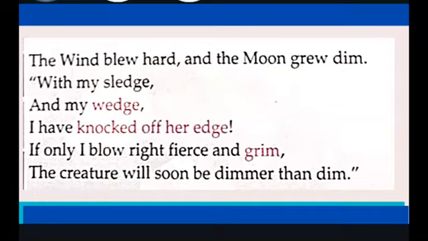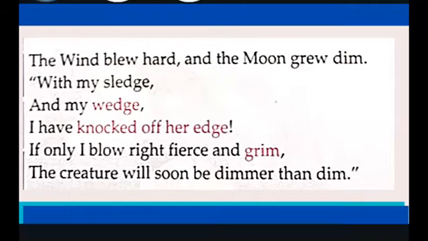The wind blew hard and the moon grew dim. With my sledge and my wedge, I have knocked off her edge. If only I blow right, fierce and grim, the creature will soon be dimmer than dim.